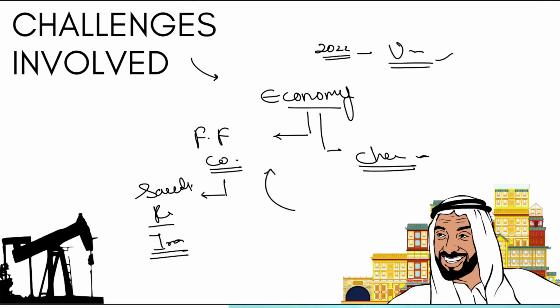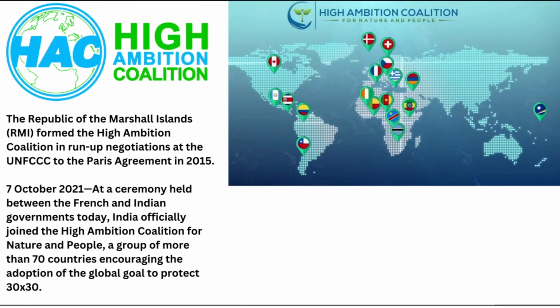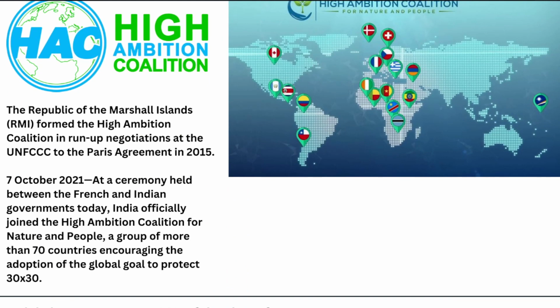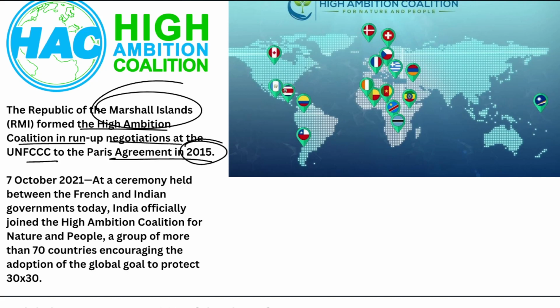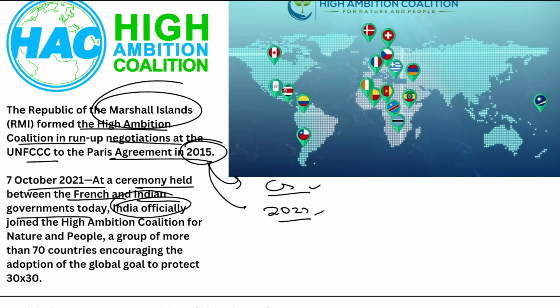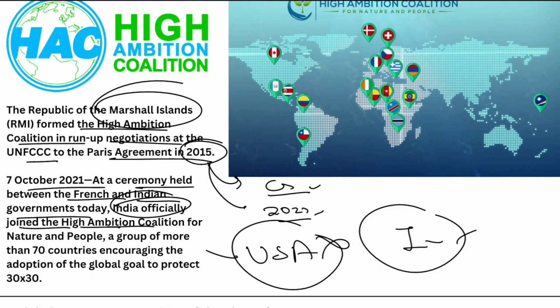These we saw, these are the against group. Let us see which is the pro group. So the pro group is this High Ambition Coalition. The Republic of the Marshall Islands formed the High Ambition Coalition in the run up to negotiations at the UNFCCC for the Paris Agreement. So this was created way before the discussions about the global plastic treaty took place in 2022. On 7th October 2021, at a ceremony held between the French and Indian governments, India officially joined the High Ambition Coalition. But we see that the USA is not a partner to this. India is a partner to the High Ambition Coalition, so please remember this fact.